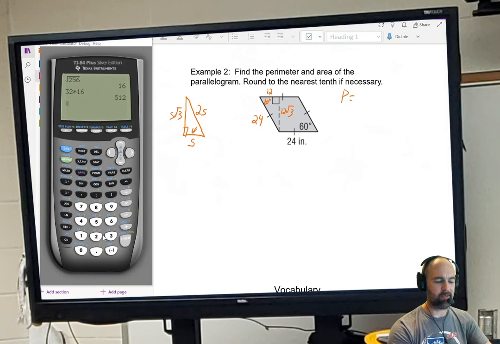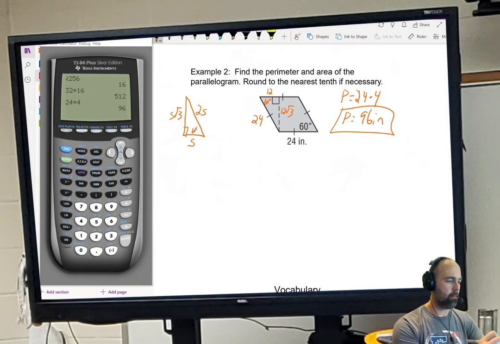Perimeter. Well, it looks like perimeter is just going to be 24 times 4, because I'm adding up all four sides, and they are the same. 24 times 4 is 512. Whoa, I was off by a line. That's 96 inches.